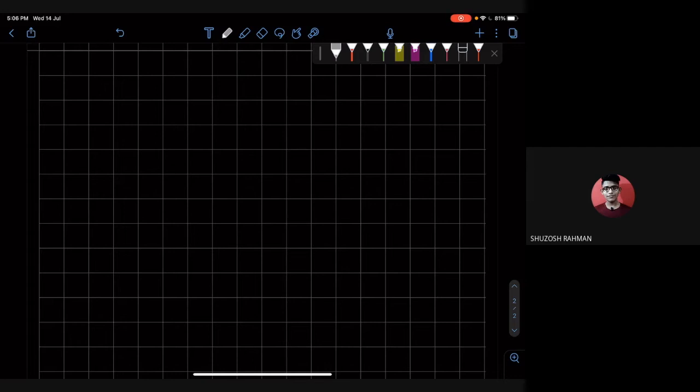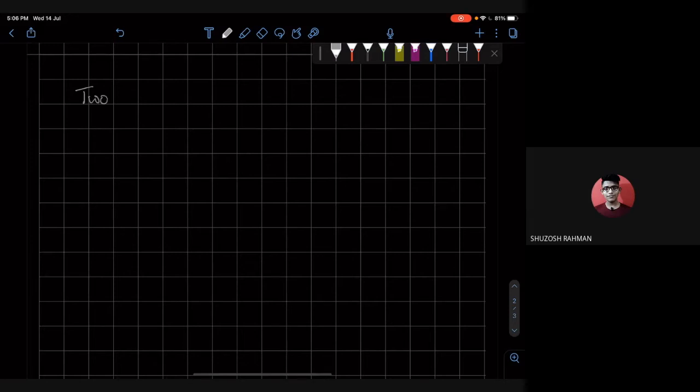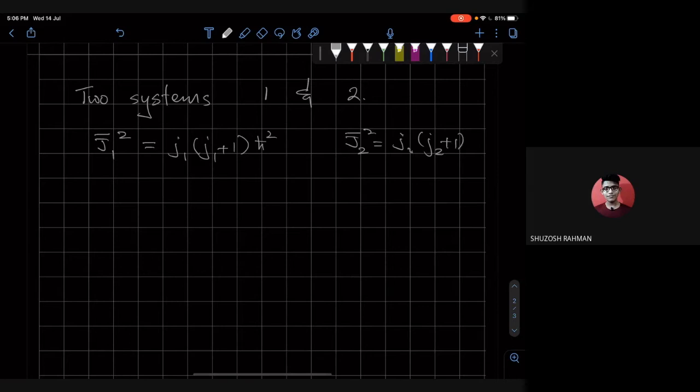So let me start from the fact that we have two systems, 1 and 2. And all we know is that the total angular momentum, or J1 squared of 1, is given by J1 plus 1 h bar squared. And the angular momentum of J2 squared is given by J2 plus 1 h bar squared.